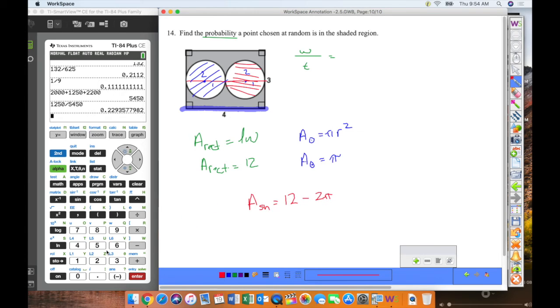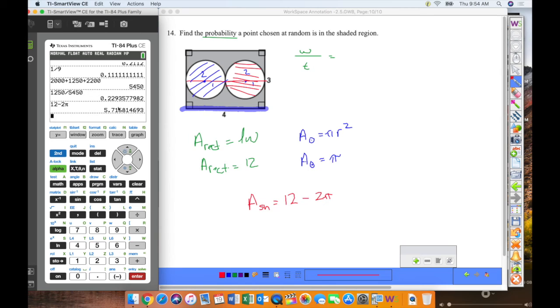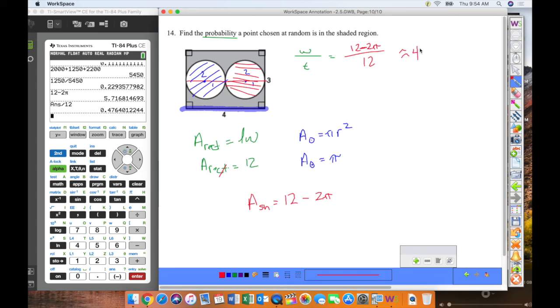So I'm going to go ahead and punch that in, 12 minus 2 pi. I'm going to keep that number in my calculator, but when I write this, I'm going to say that it's 12 minus 2 pi. That's the exact area over the total area, which was 12. Pen is not working very well, I apologize for that. So here's that number, 12 minus 2 pi. I should not have rounded it off. I'm just going to divide that by 12 and get about a 46.66% chance that a point chosen at random is in the shaded region.